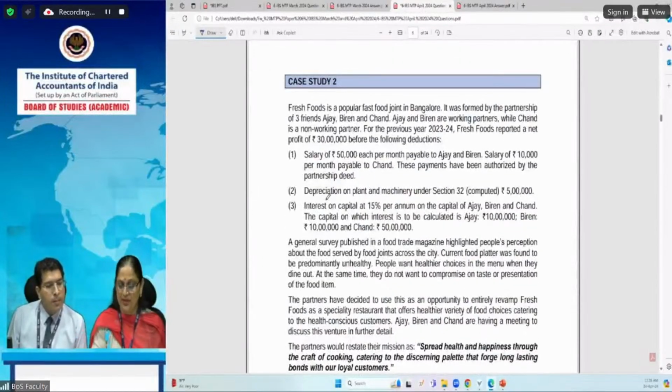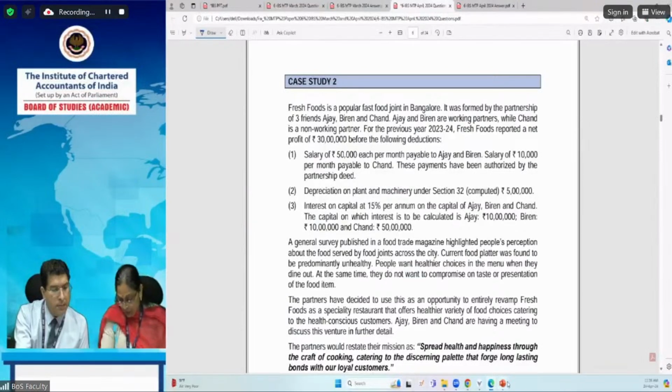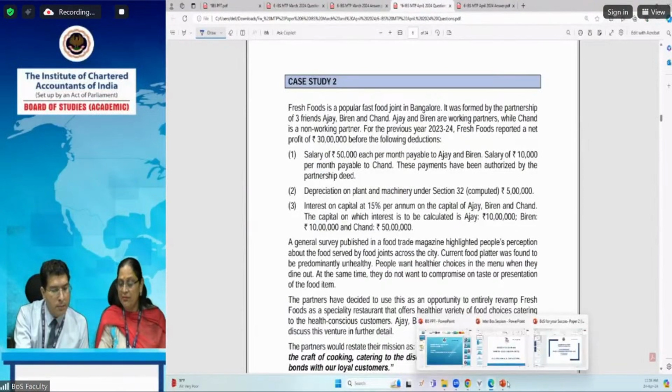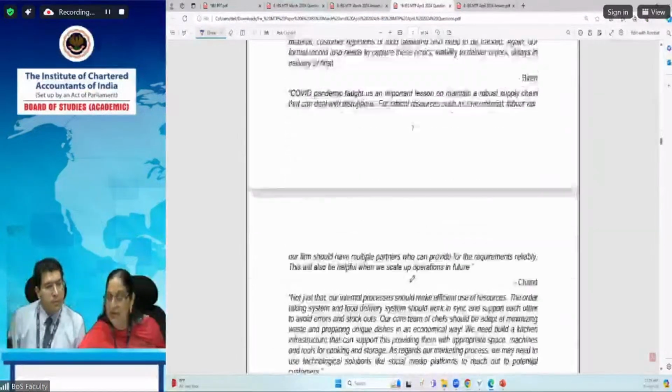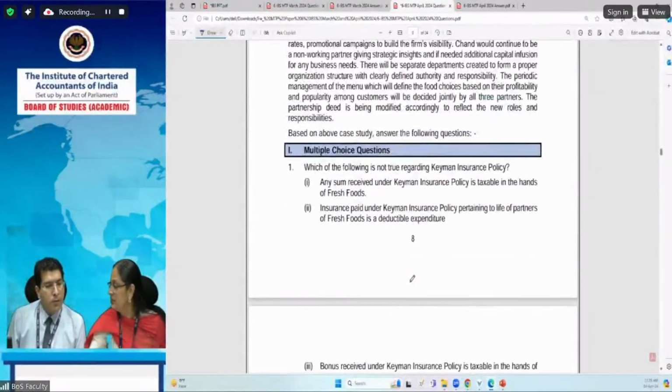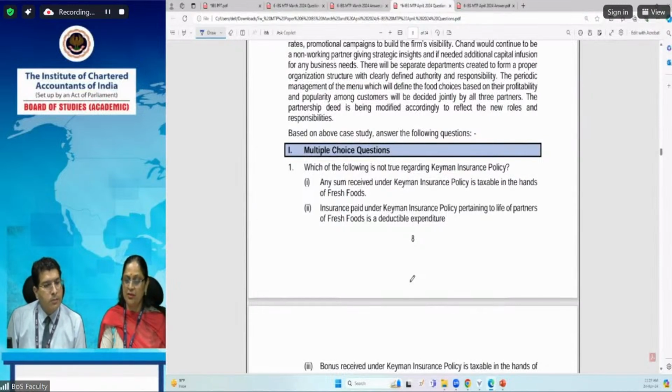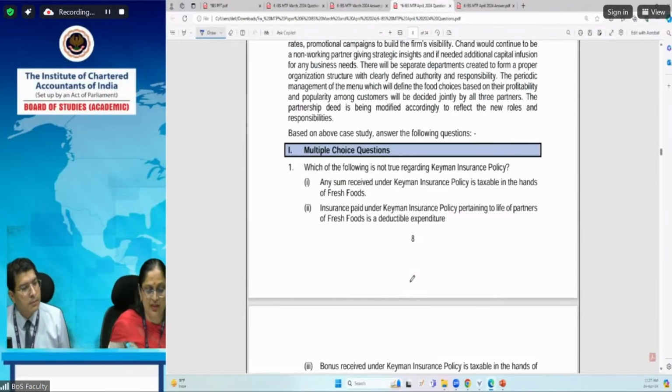First, to tackle that case study, we need to read the requirement of the question. I think the first MCQ in this case study pertains to the direct tax subject. So I'm requesting the direct tax faculty to join and explain it to you.